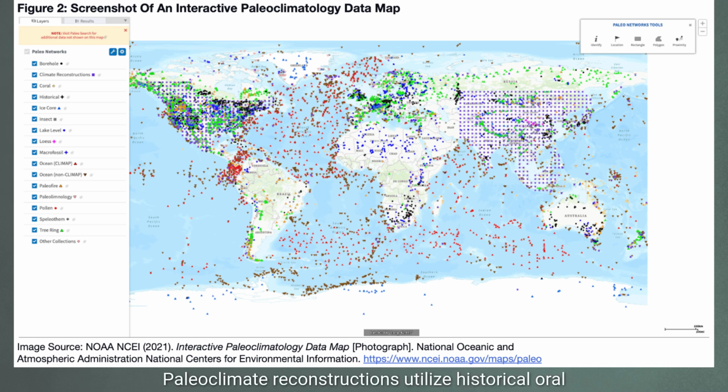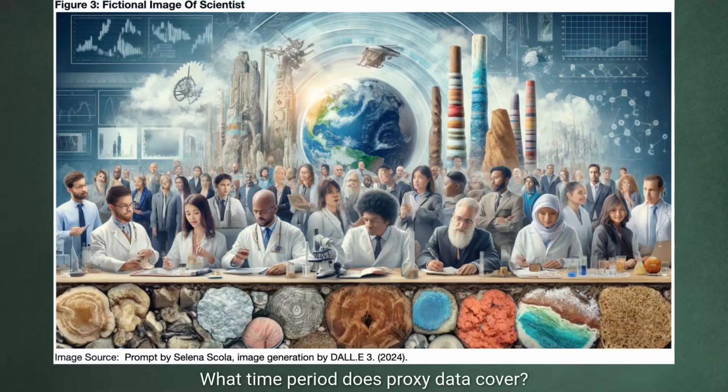Paleoclimate reconstructions utilize historical oral and written records to provide qualitative insights to complement quantitative proxy data. Oral traditions detail phenomena like droughts and floods, while written accounts record weather events, crop cycles, and species prevalence. These narratives complement proxy data, adding a human dimension to the scientific analysis of climate history while enriching our understanding of past climates. What time period does proxy data cover?